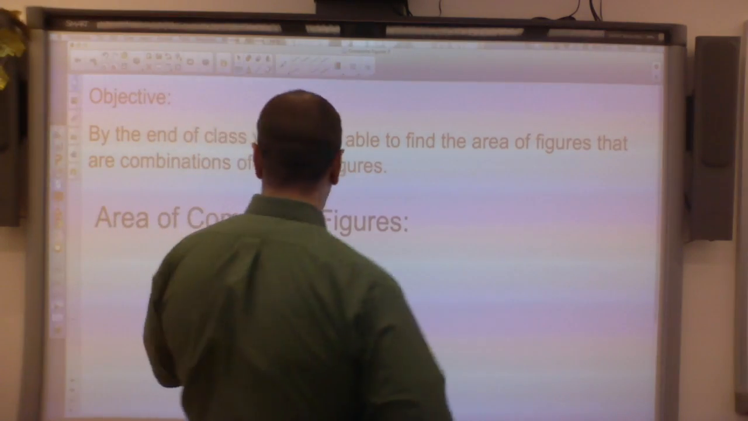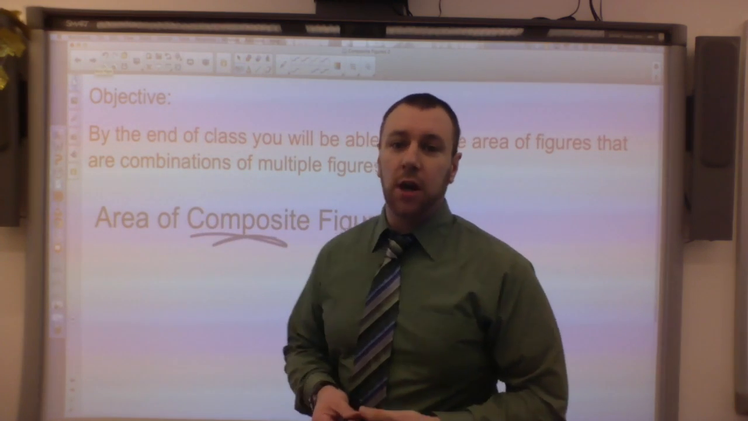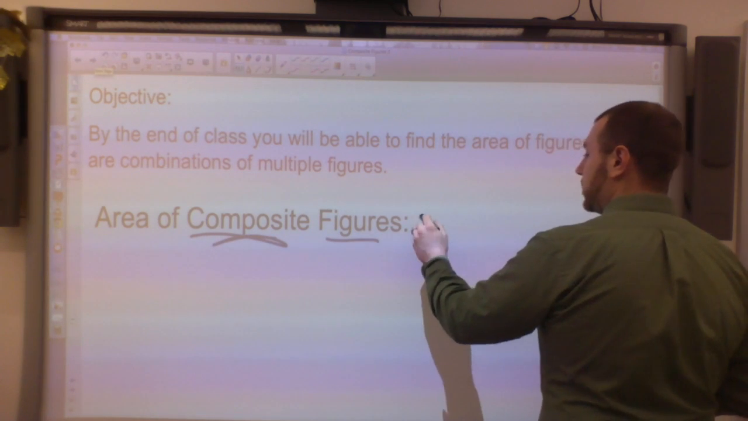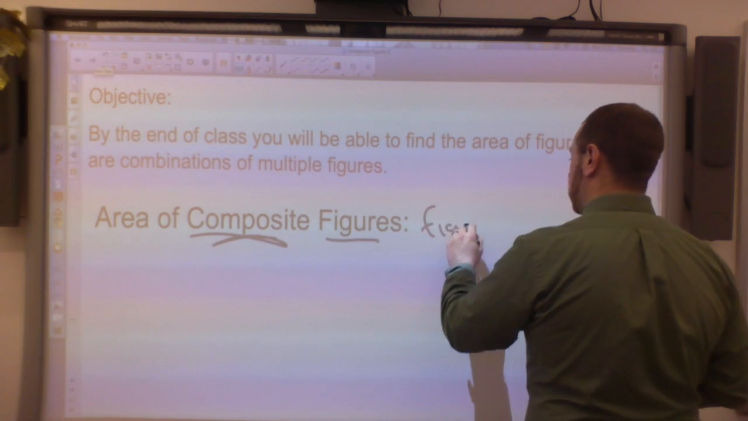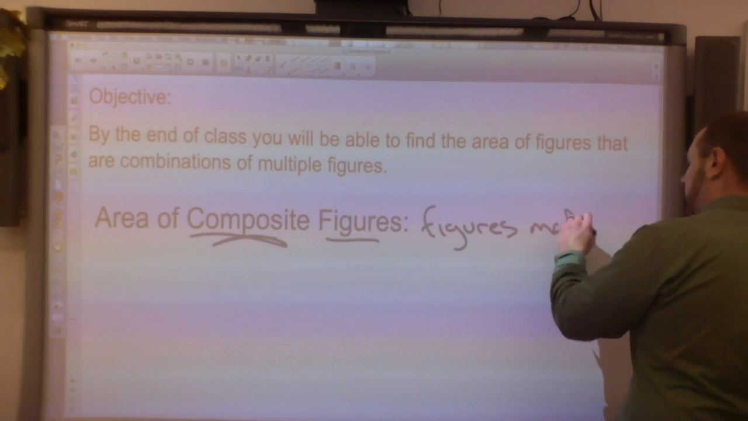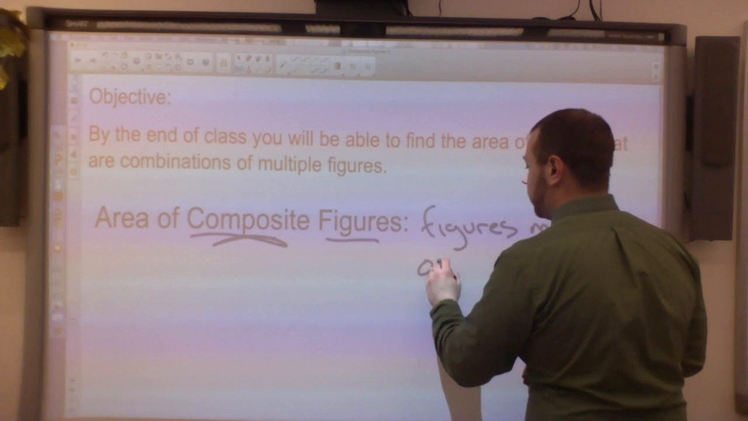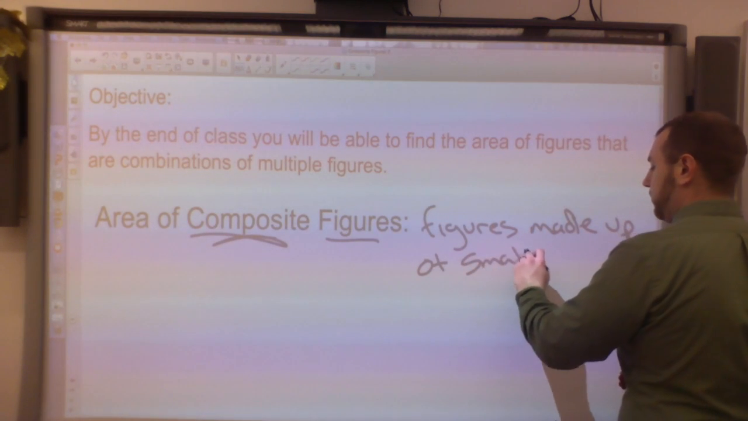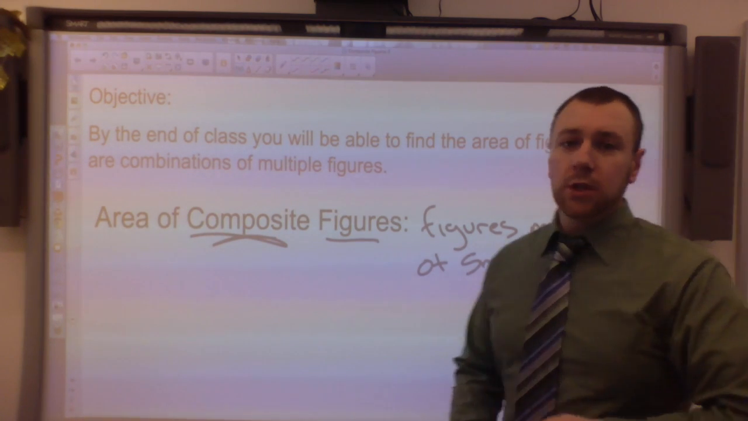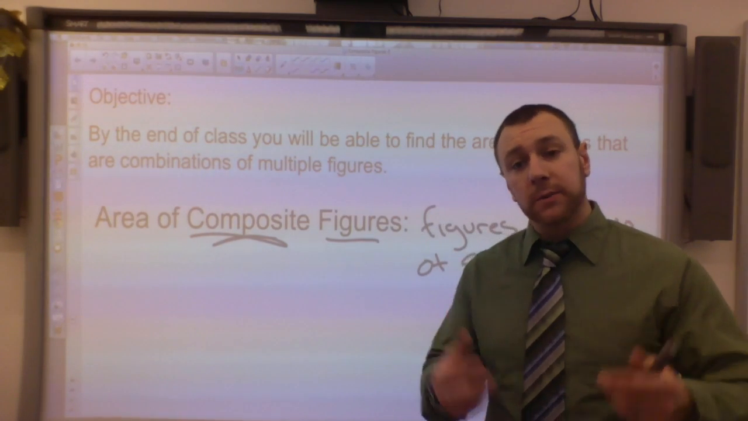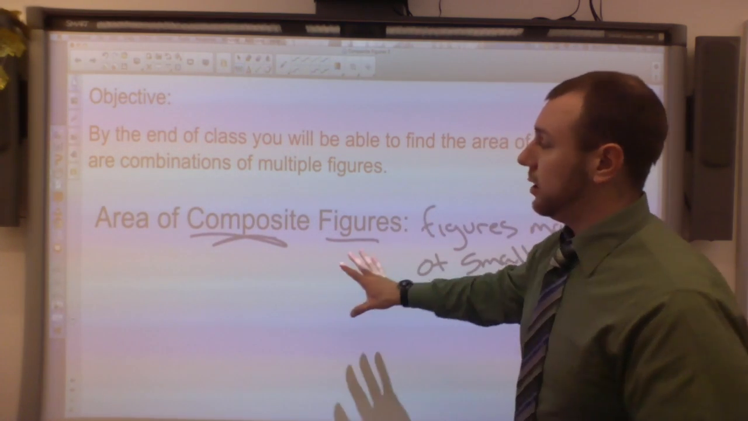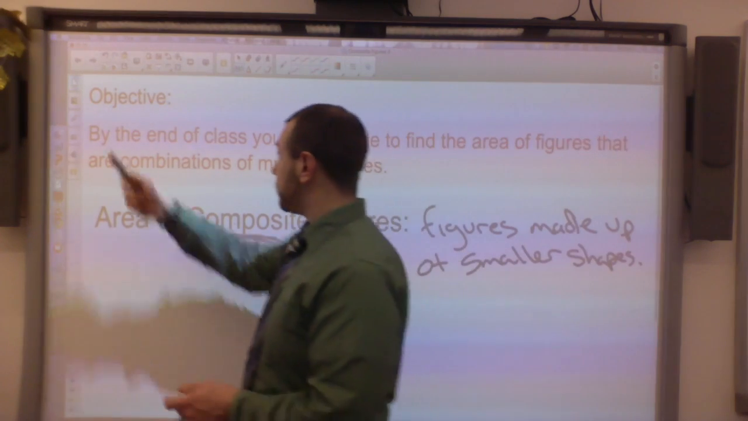Composite just means things are put together. So composite figures are just figures made up of smaller shapes. What we do is we find the area of the smaller shapes and then either add or subtract them to find the area of the bigger shape.